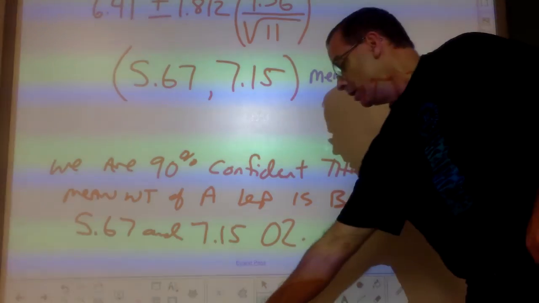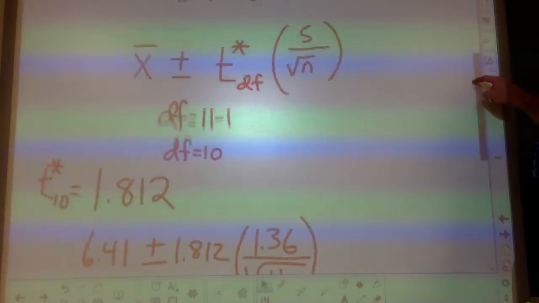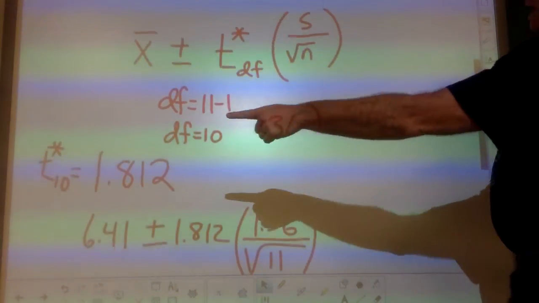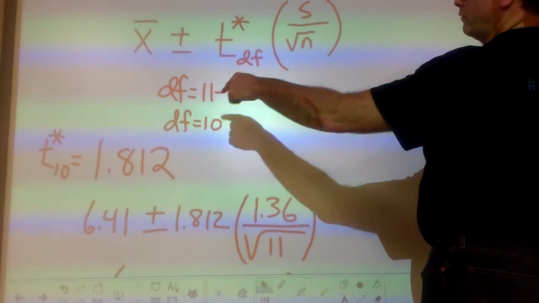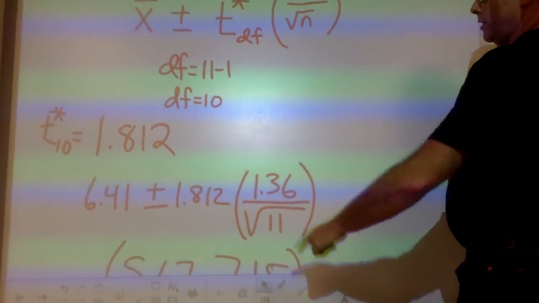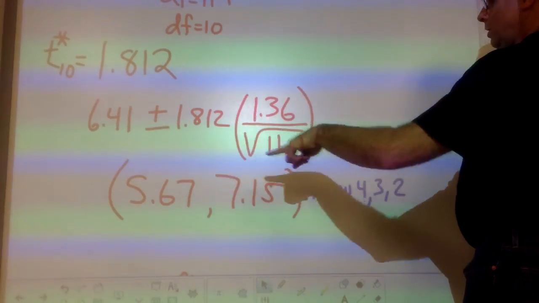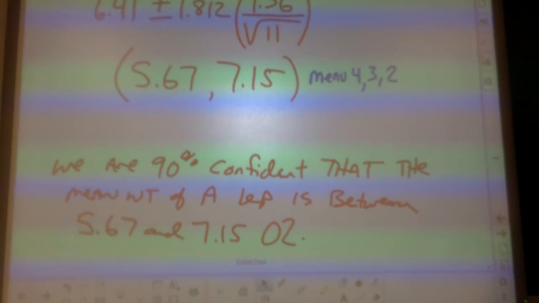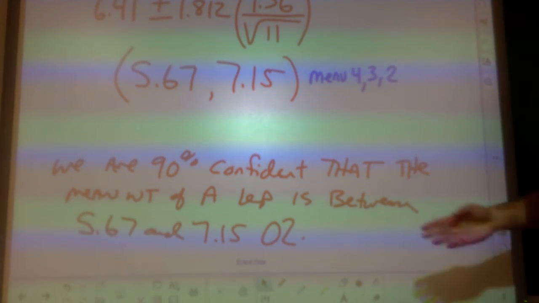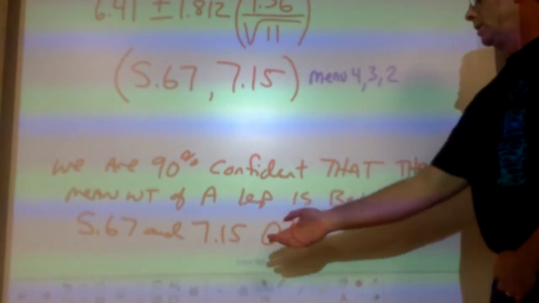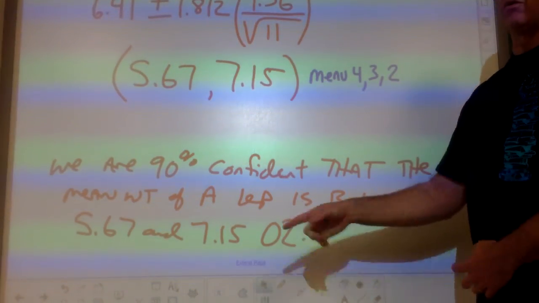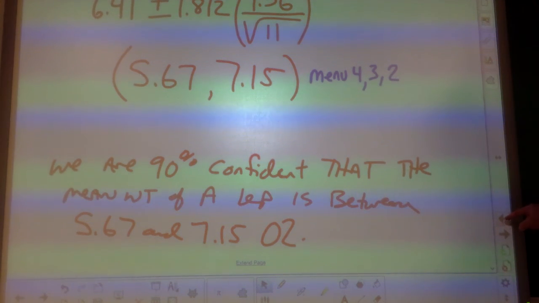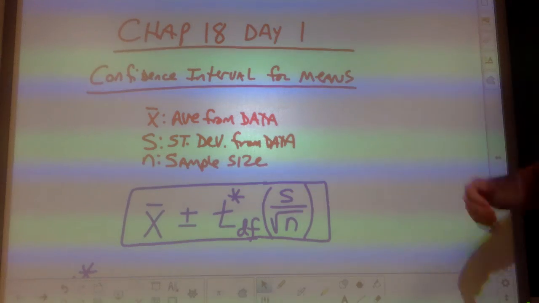And that's it. You are just taking data that is given to you, plugging it into this formula. You have to look up the t-star though, because it's going to be different for every sample size and percentage. Crank out the calculation, get your two answers, and then just like proportions, write your conclusion. But now we're not talking about percentages, we're talking about, in this case, an average weight, and then our units is ounces, pounds, something, but not percent. And that is chapter 18, confidence intervals for means.